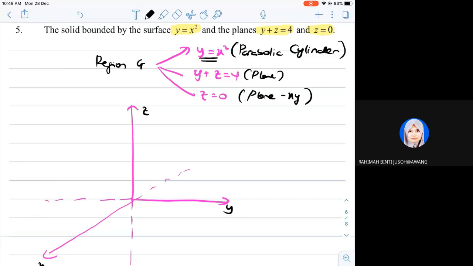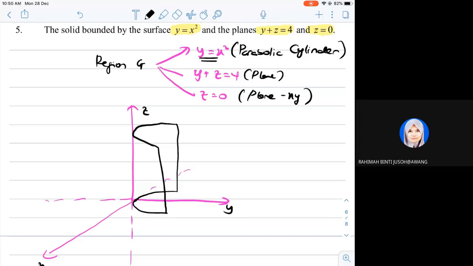Okay, so this parabolic cylinder, y equals to x squared. So we will have this parabolic cylinder. Dia mestilah berada pada paksi macam gini kan? Macam tu. Okay, ingat tak saya pesan? Saya kata dia tak ada variable z, so it must be parallel along z axis. So it should be like this. Okay, so that is y equals to x squared.